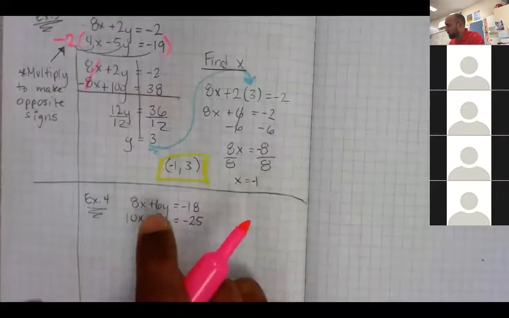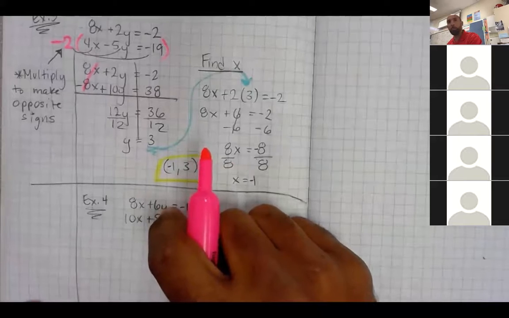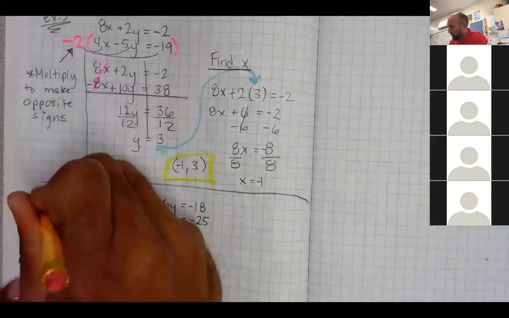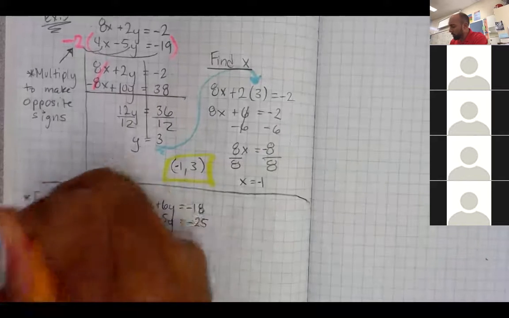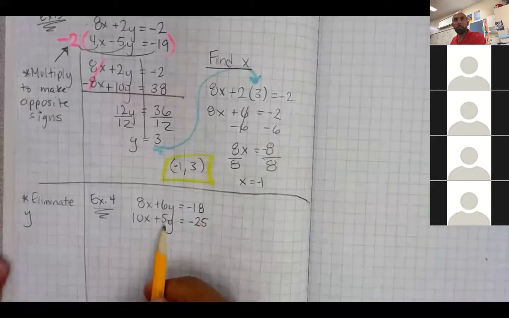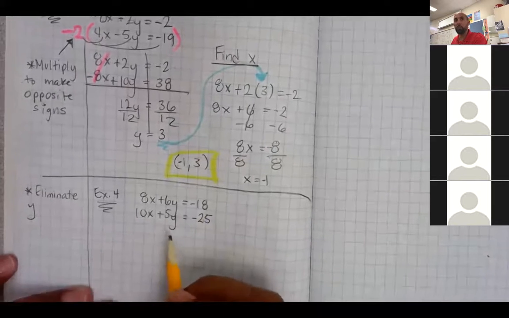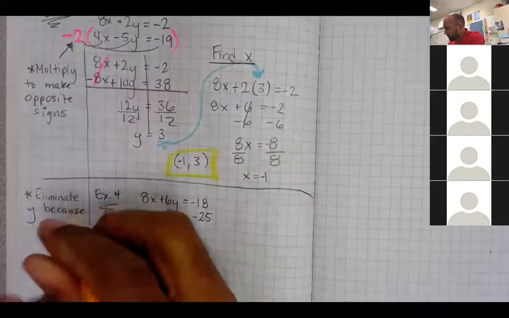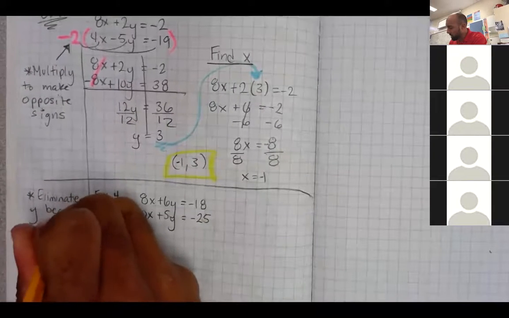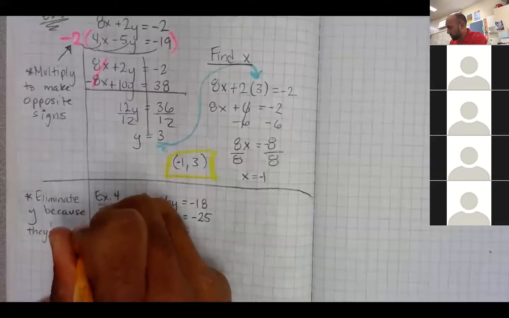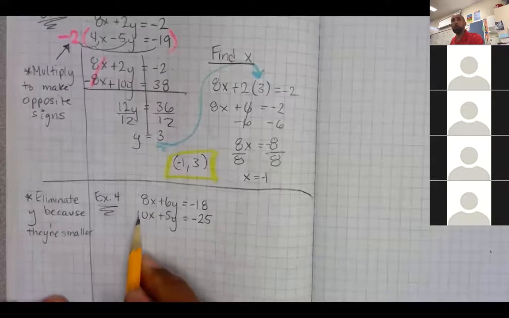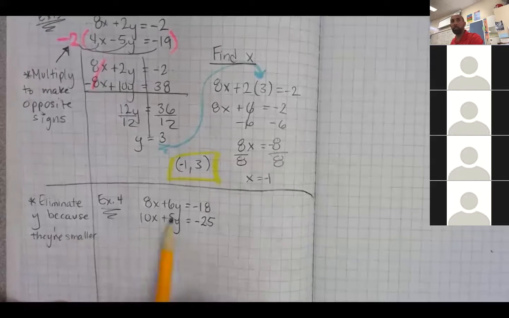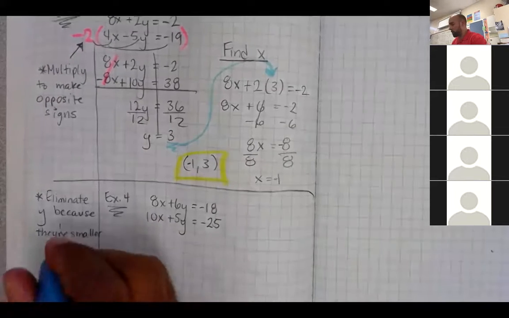So here, I'm thinking to myself, if I'm going to eliminate y, so let's write that down. So I'm choosing to eliminate y. The reason I'm eliminating y is because they're smaller numbers. So it's going to be easier when I have to multiply smaller numbers, okay? I'm literally just doing that because they're smaller. You can eliminate x if you want to. It's just the numbers are going to be a little bit bigger, okay? So remember, focus on the fact that we're eliminating the y's right now, okay?